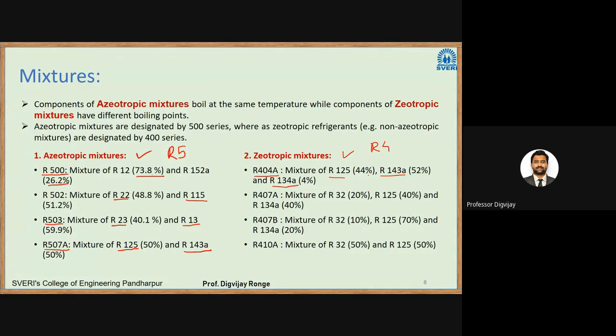So that proportion also has to be exact. Similarly, if I go for R407A, this is a mixture of R32. R32 is now famous in the market because of its zero ozone depletion potential and low GWP. R32 is now being used and it has replaced our old refrigerants such as R11, R12. Then we have R125 and R134a mixed together. So this way we are getting the mixture.